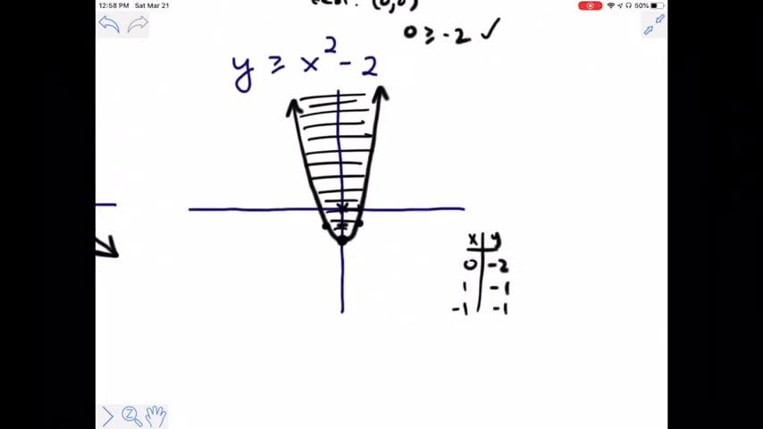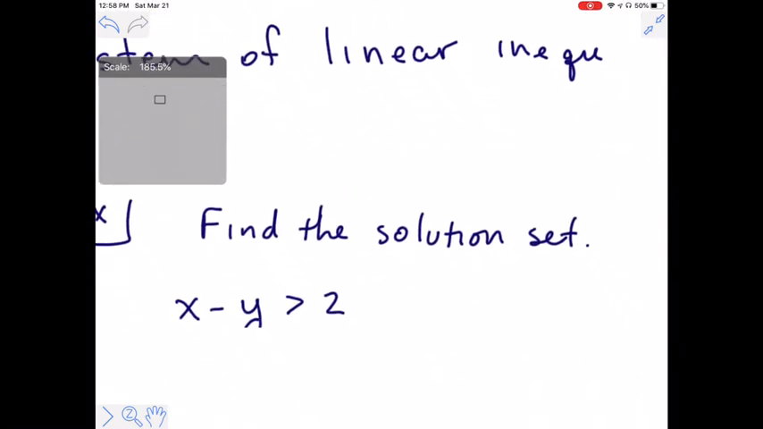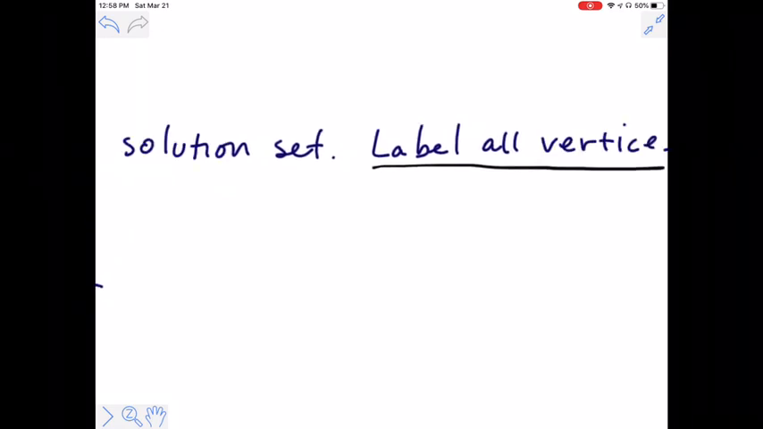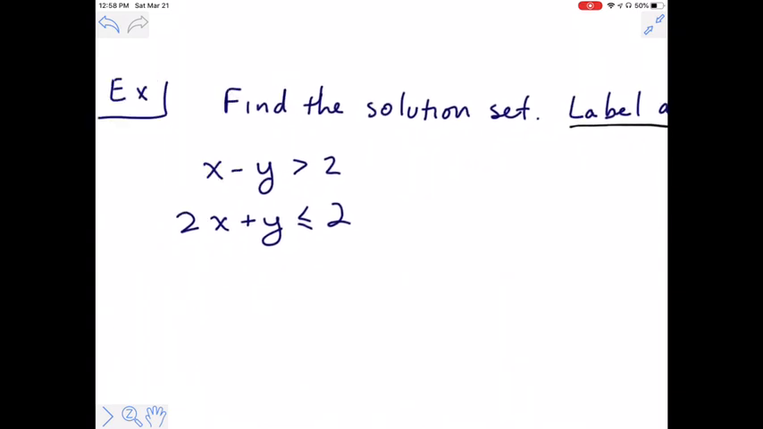Okay, so what we need to do now is pretty much the same thing we just did, except 2 inequalities are going to be graphed on the same graph, and we need to find the area of double shaded area. That's going to be the solution set, the area that contains both of the shaded regions. So for example, we have a system of inequalities here. The directions are going to be find the solution set and then label all vertices. Vertices are the points of intersection of the 2 graphs, so not just the shaded region intersection, but where the actual graphs intersect. Those are called vertices.